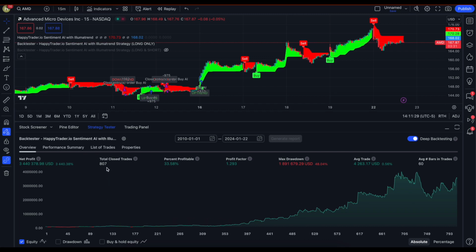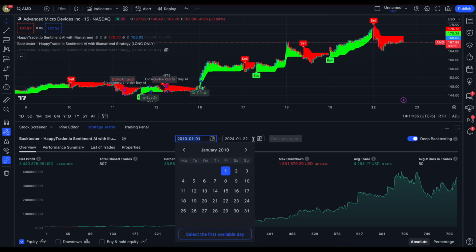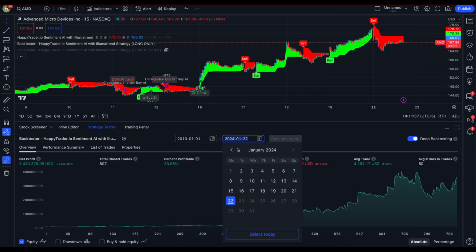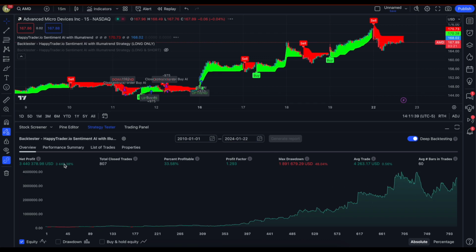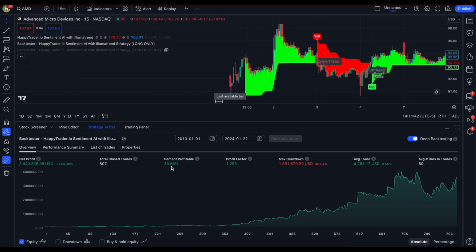Even on the 15-minute chart, you can see gains of 3,440% from January 1st, 2010 to January 22nd, 2024, which is today. And you can see that it's just some really interesting metrics. The fact that there were only 807 closed trades in that whole period makes it seem AMD is probably a pretty easy stock to trade. It just rolls with the trends and it's pretty smooth.